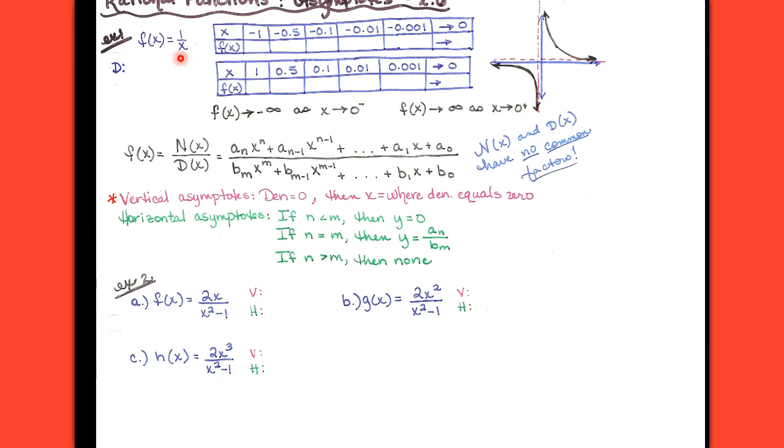So what's my problem here? Zero in the denominator, right? I don't have a radical to worry about. So my domain is going to be all real numbers except for where my denominator is equal to 0. So my domain is going to be all real numbers except for 0 because that's the only place that my denominator would equal 0.